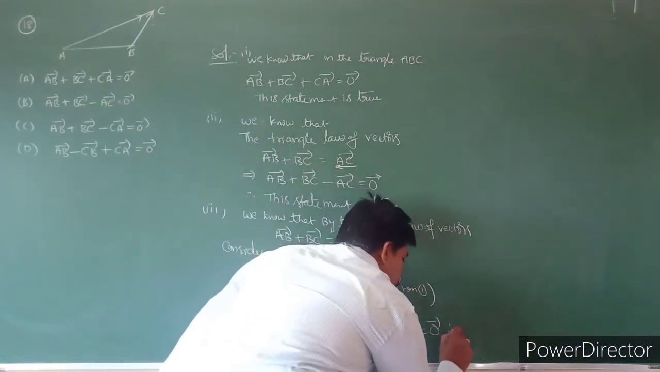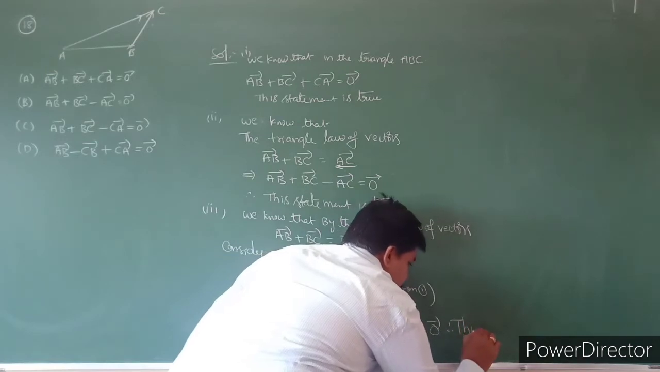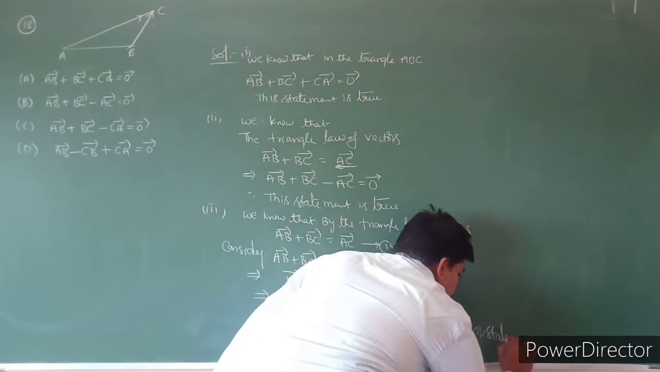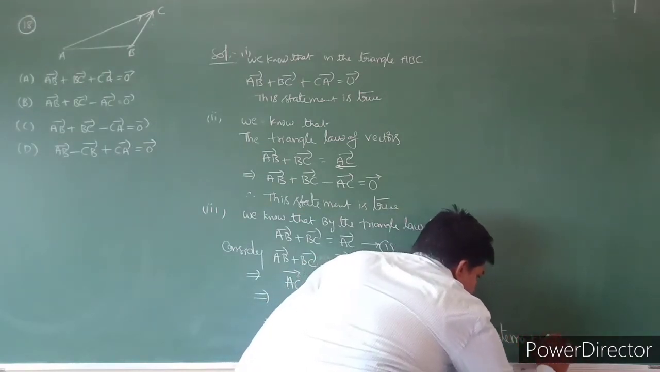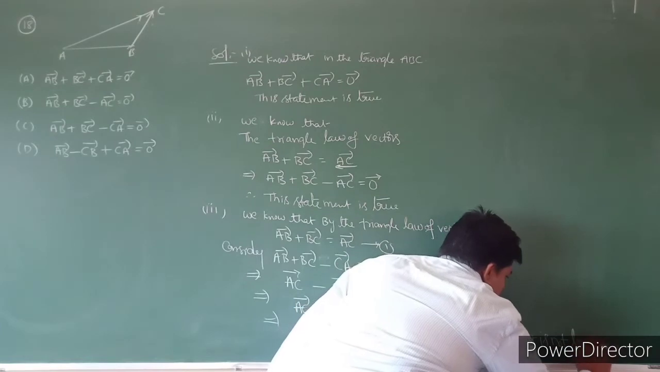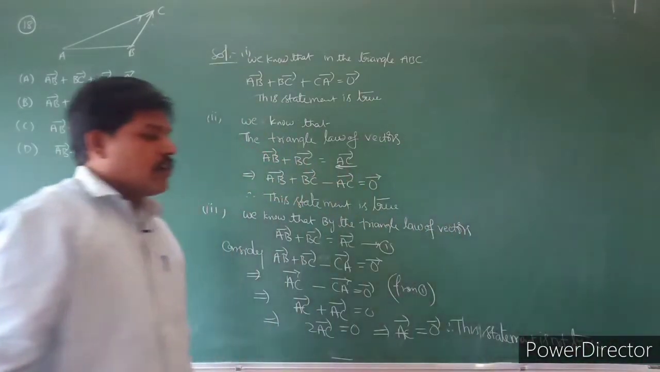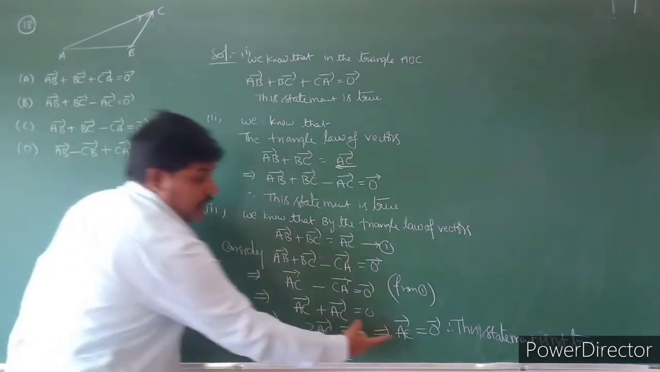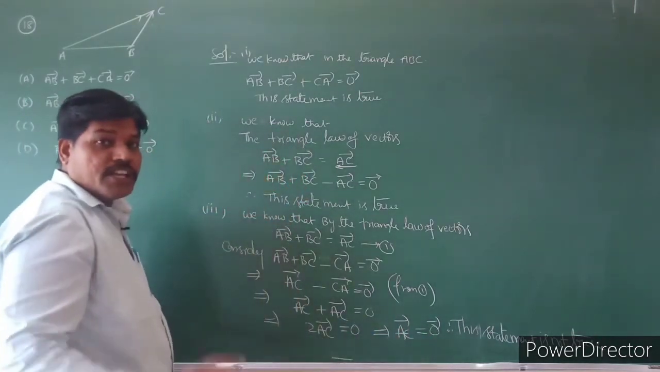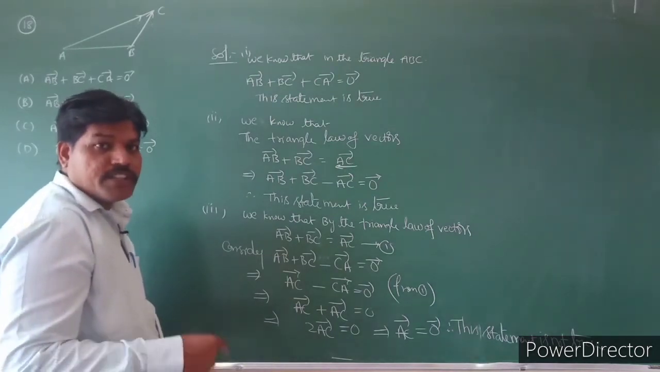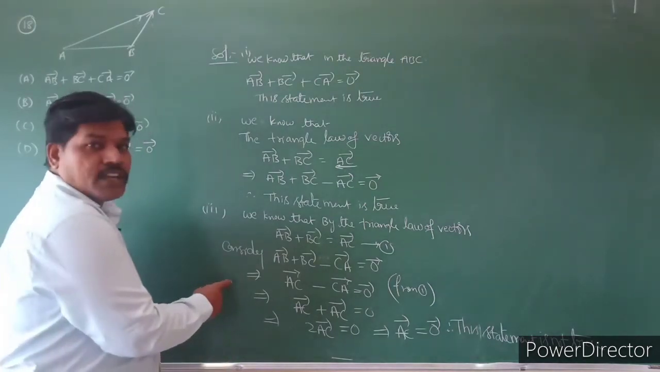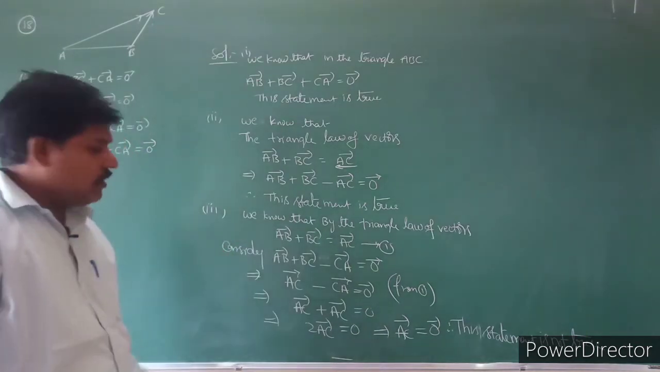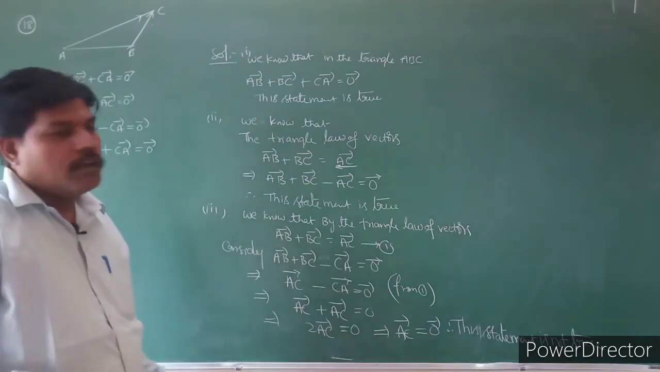Therefore this statement is not true. Why? Because if you continue, AC bar is becoming 0 bar, that means one side of the triangle is becoming 0. So this statement is not true. So this is the option that the question is asking. And also we will check the fourth condition.